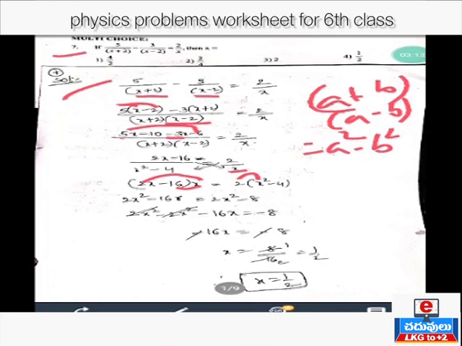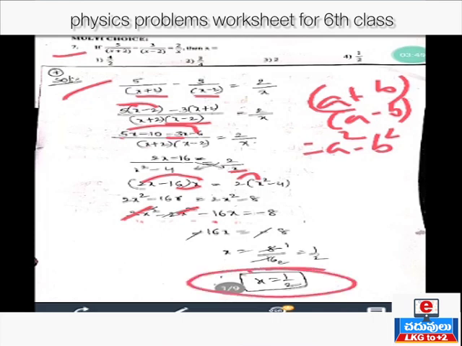Next 2x square, same I can write here as it is. This RHS x square term is there. While transposing, this plus term converts to a minus term. So 2x square minus 2x square minus 16x I can write here is equal to minus 8. Plus 2x square minus 2x square both are cancelled. Minus 16x equal to minus 8. Minus minus cancel here, children. Now x equal to 8 by 16. 8 by 16 is nothing but 8 1s are 8, 8 2s are 16, is equal to 1 by 2.